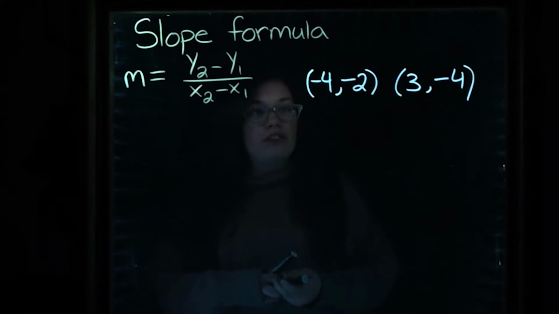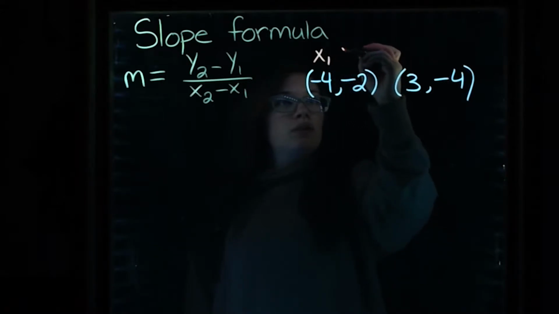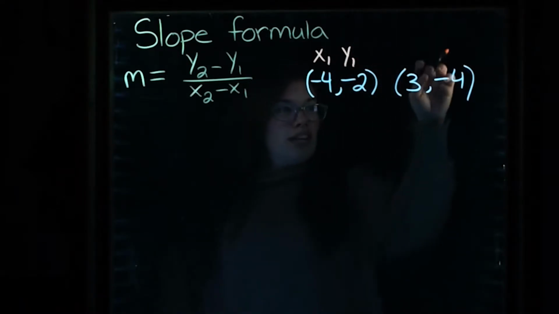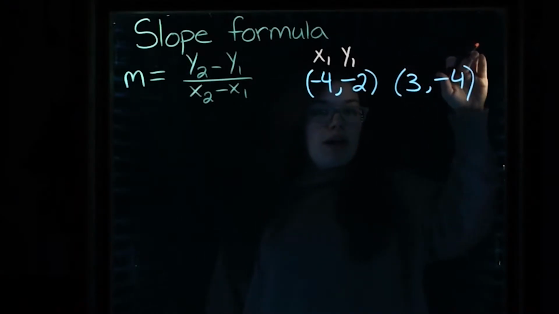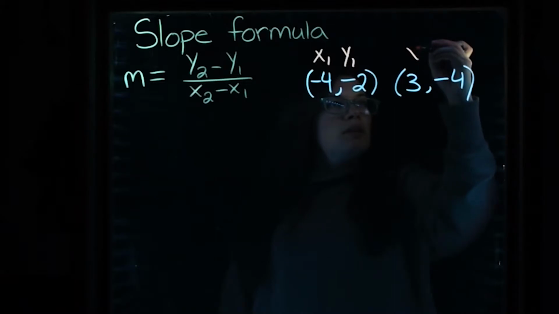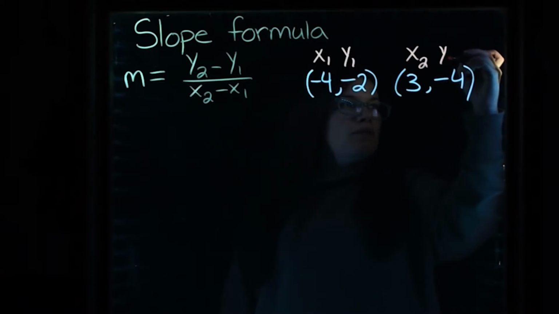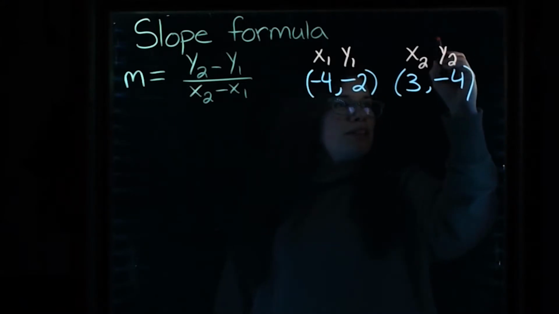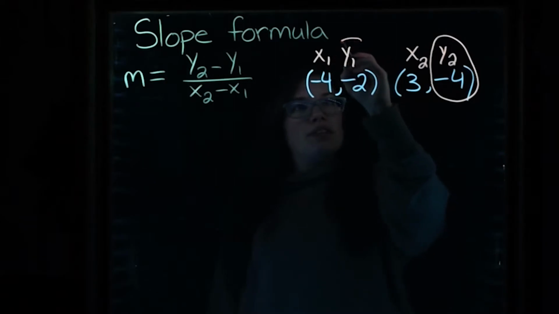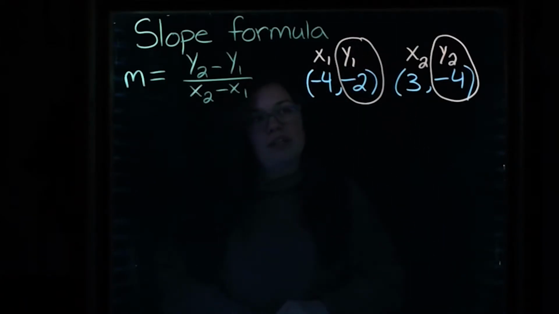So my very first step is to label my x's and my y's. x1, y1. Now if I chose to have this set as x1 and y1, that's fine. It doesn't really matter which one you choose. But if this is x2, then this one needs to be y2. Sometimes I like to circle just the y's, since those go on the top. It helps me visually see how to set up my equation better.